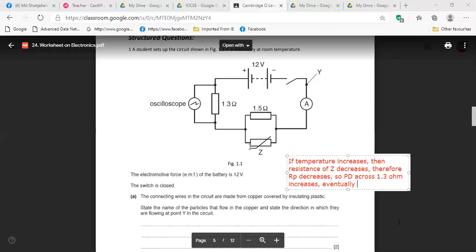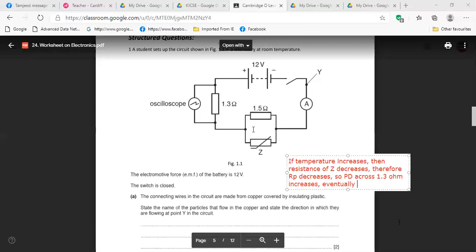When the temperature was not increased, that time RP was bigger. Then RP was sharing more. We are doing a comparison. Now what we are getting, previously what we were getting. We are not comparing which one is getting more voltage and which one is getting less voltage. We are comparing two conditions.